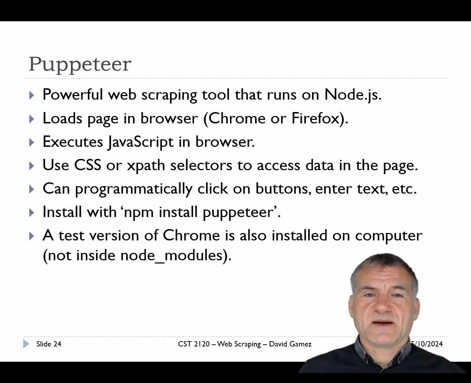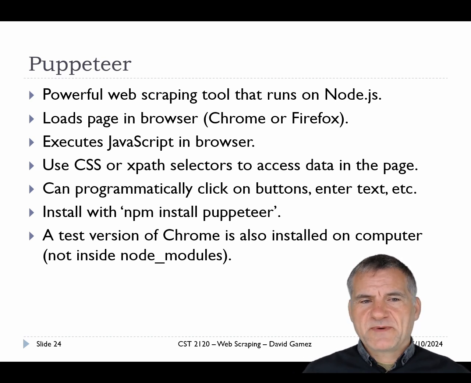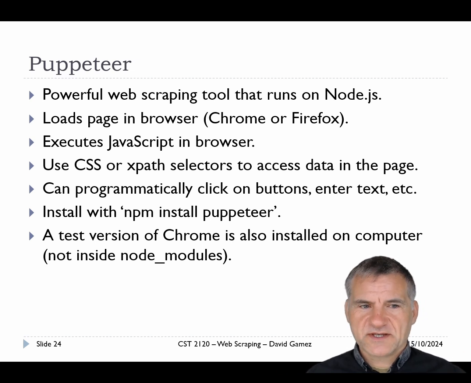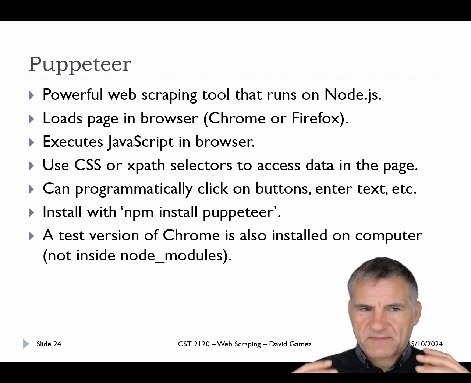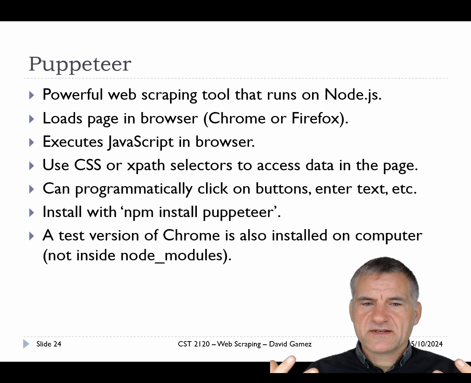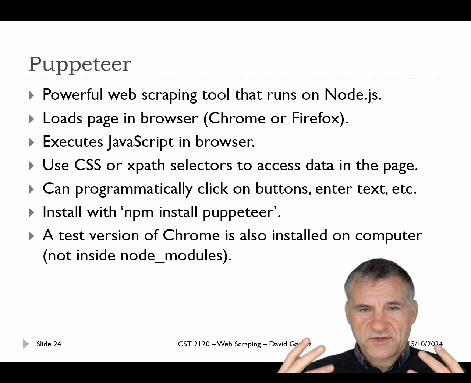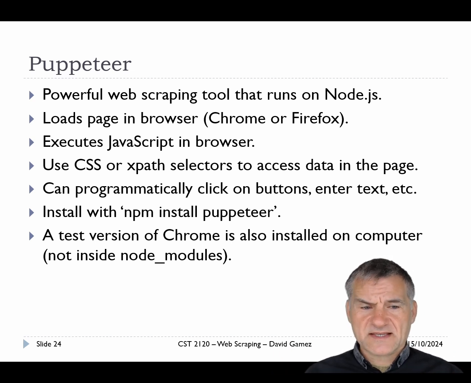And I have to say I rather like Puppeteer. Puppeteer is a powerful web scraping tool running on Node.js. So we write JavaScript in Node just as normal. And what Puppeteer will do is it'll launch a browser, load the page into the browser, execute the JavaScript in the browser, and then we can use CSS or XPath selectors to access data in the page. And Puppeteer is powerful because we can do anything we could normally do on a web page, like click on buttons, enter text, and all this kind of stuff.